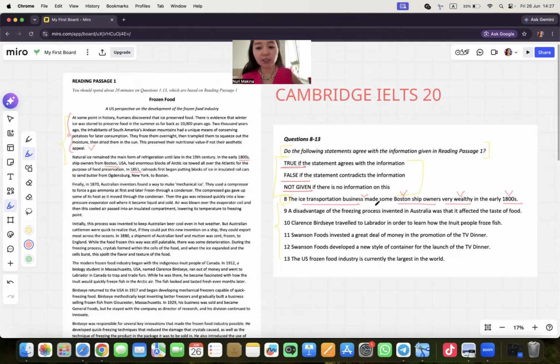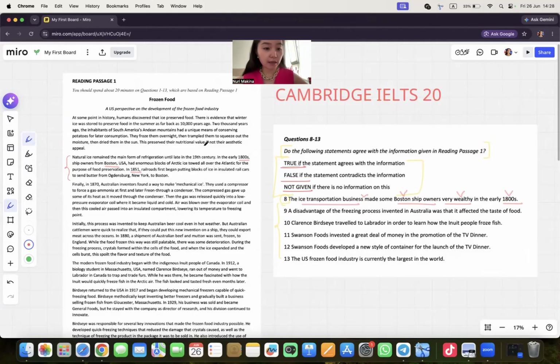The ice transportation business made some Boston ship owners very wealthy. So as I earlier mentioned, the answer is in the second paragraph. So the second paragraph, we're going to read it. Please pause the video if you want to read the whole thing on your own first. But if you don't want to, that's totally fine, because I'm going to read it and we're going to read it along together.